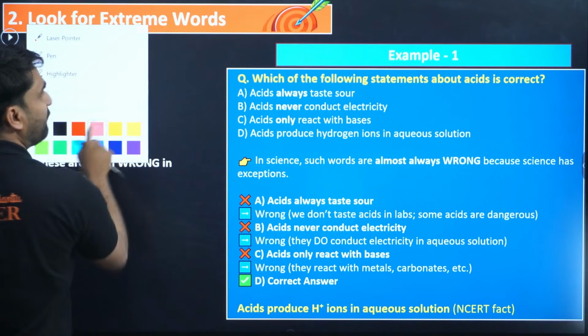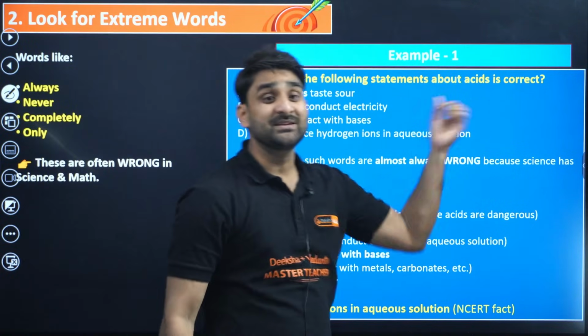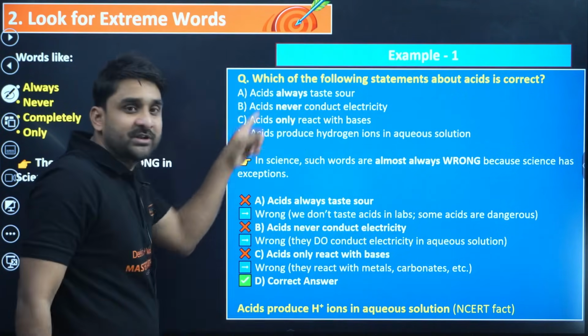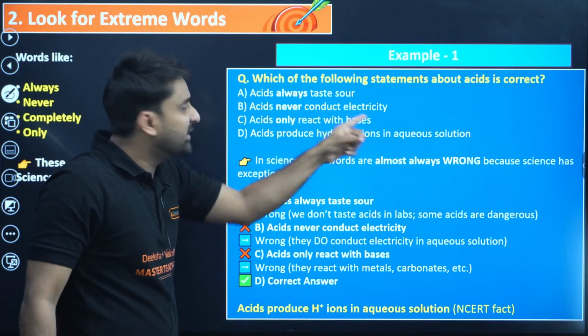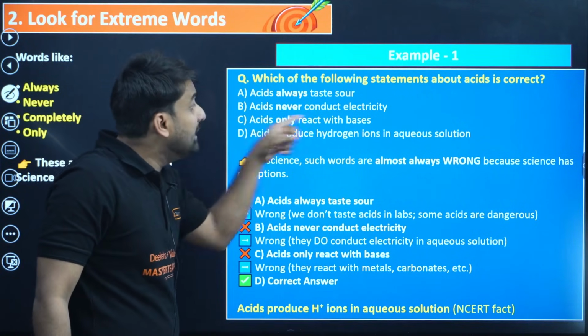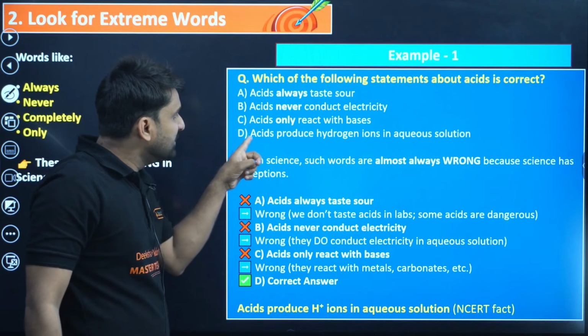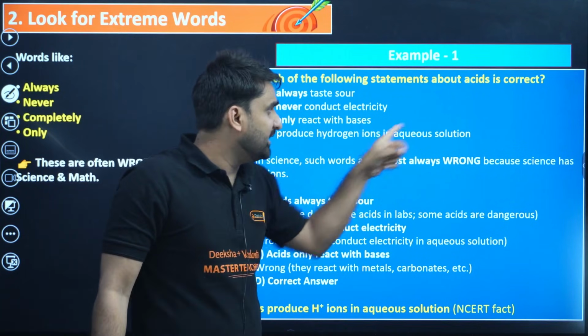So which of the following statements about acid is correct? So you can see the options. There are 4 options. Acids always taste sour, acids never conduct electricity, acids only react with bases, and the 4th option is acids produce hydrogen ion in aqueous solution.